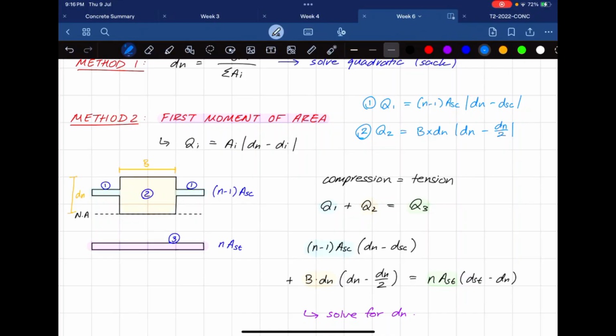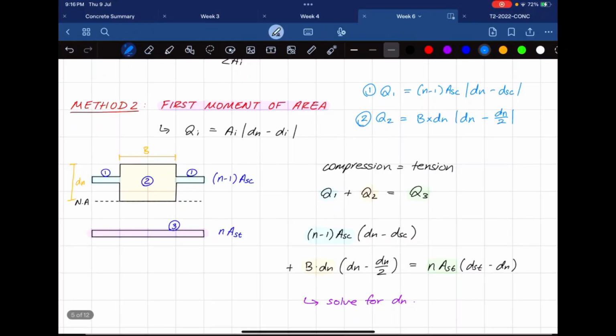Wait, that's a quadratic. Is this a quadratic or is it linear? Oh yeah, it becomes linear, I'm pretty sure. But I'll check in a second. But this last part down here is going to be Q3, which is NAST times dn minus dst. Simple.